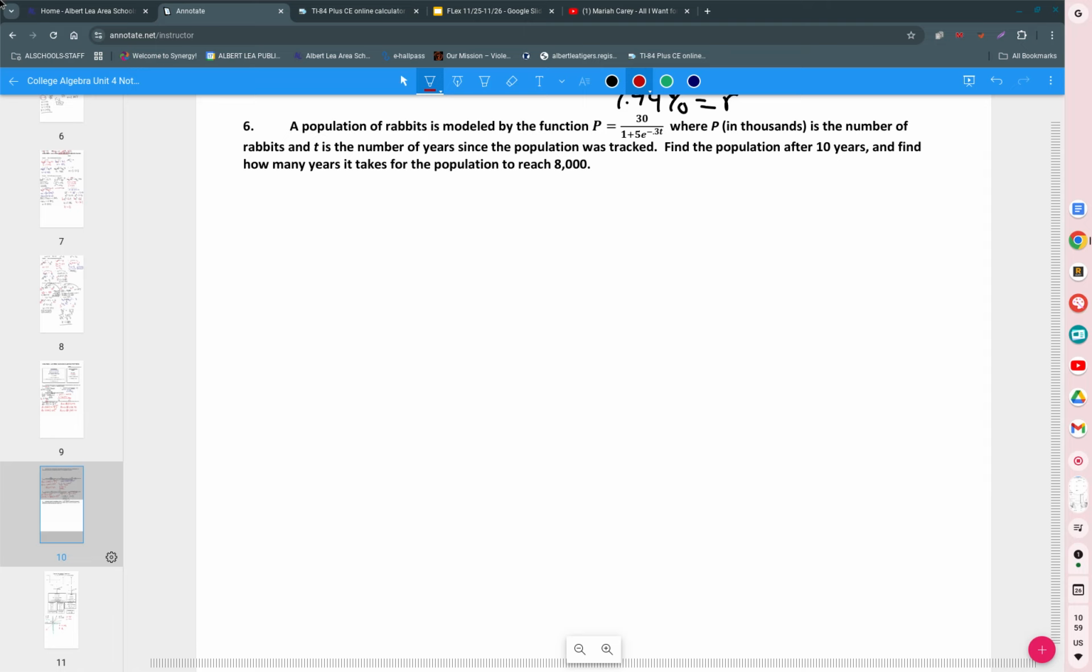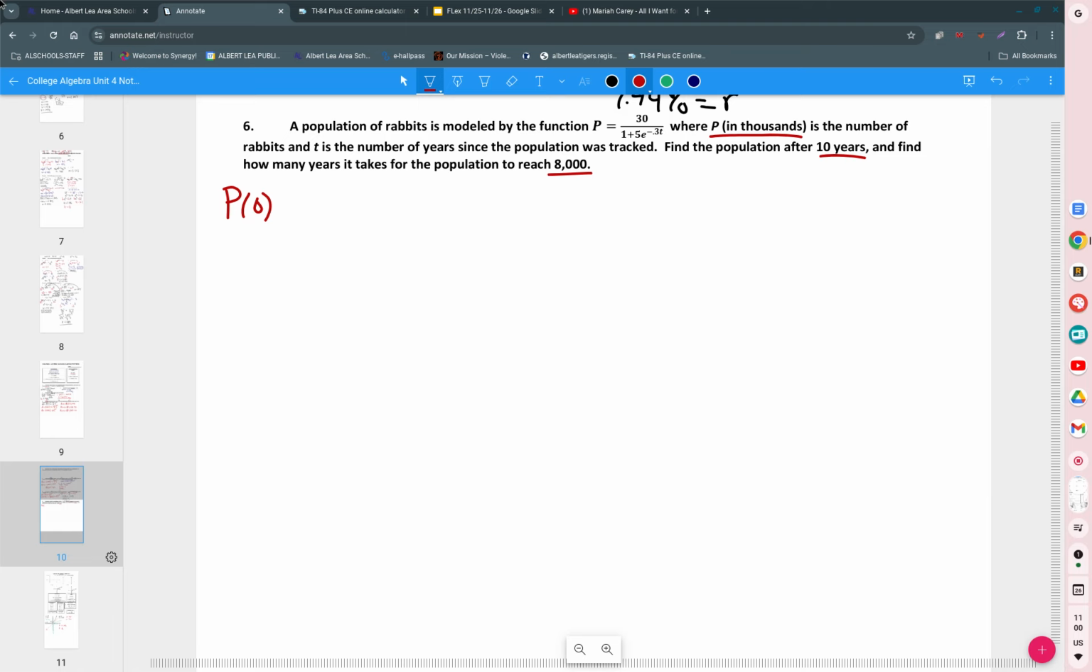It says that P is measured in thousands. That's going to be important in the problem. It's the number of rabbits, and t is the number of years that the population was tracked. Find the population after 10 years, and find how many years it takes for the population to reach 8,000. Anybody a little confused by the problem? Yes. I would like to get a bearing for the problem by finding out how many rabbits there are at the beginning. Are there 0? Better be more than 0, because if you have 0 rabbits, they can't reproduce, right? So let's figure out how many rabbits there are at the initial time.